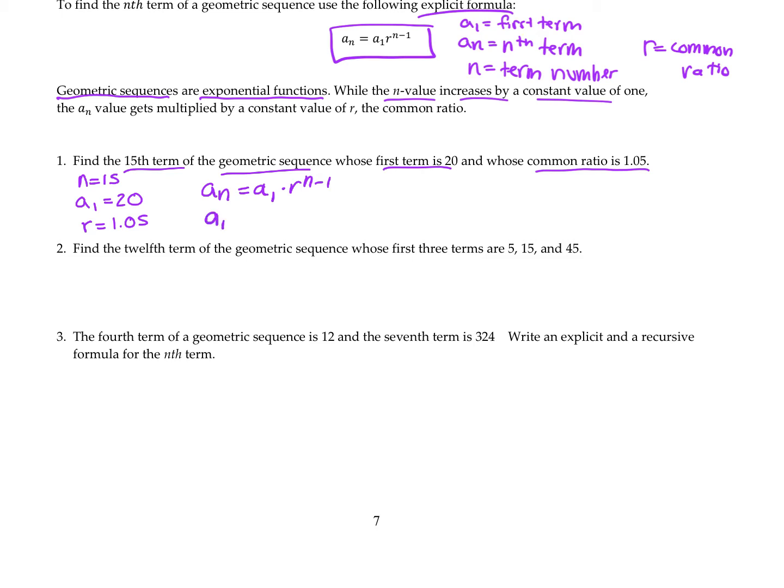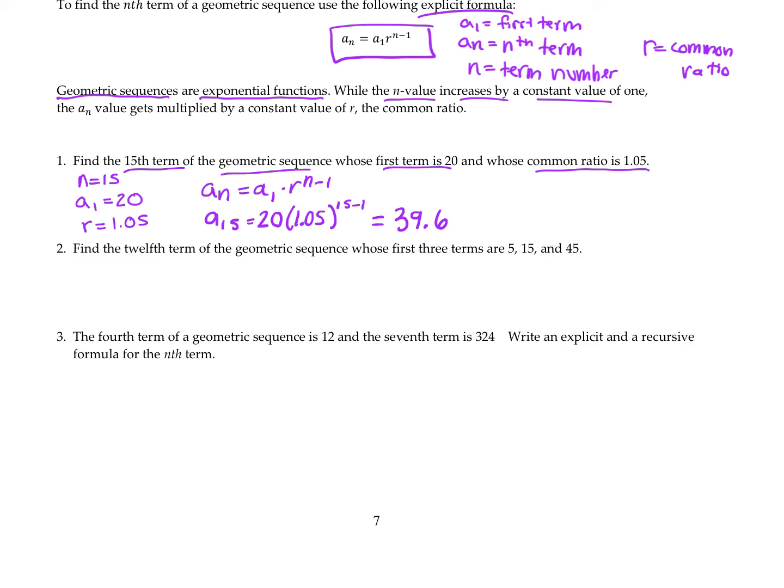So if I want to find the 15th term, I'm going to plug in 20 for A1. I'm going to plug in 1.05 for R, and I'm going to plug in 15 for N. And I can just type that in my calculator, and it'll give me that my 15th term is 39.6.